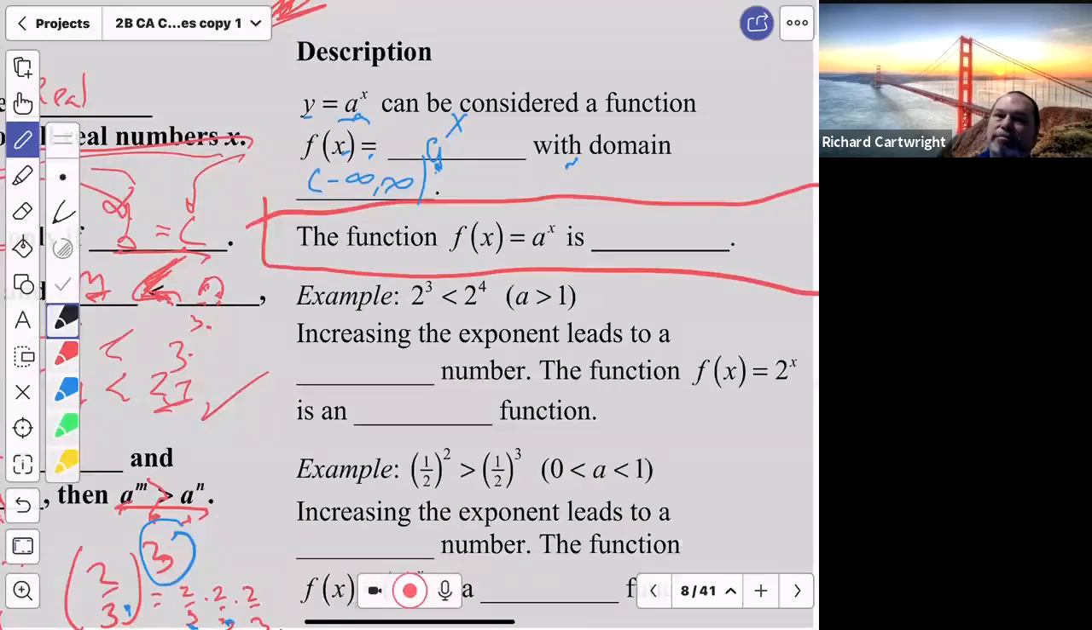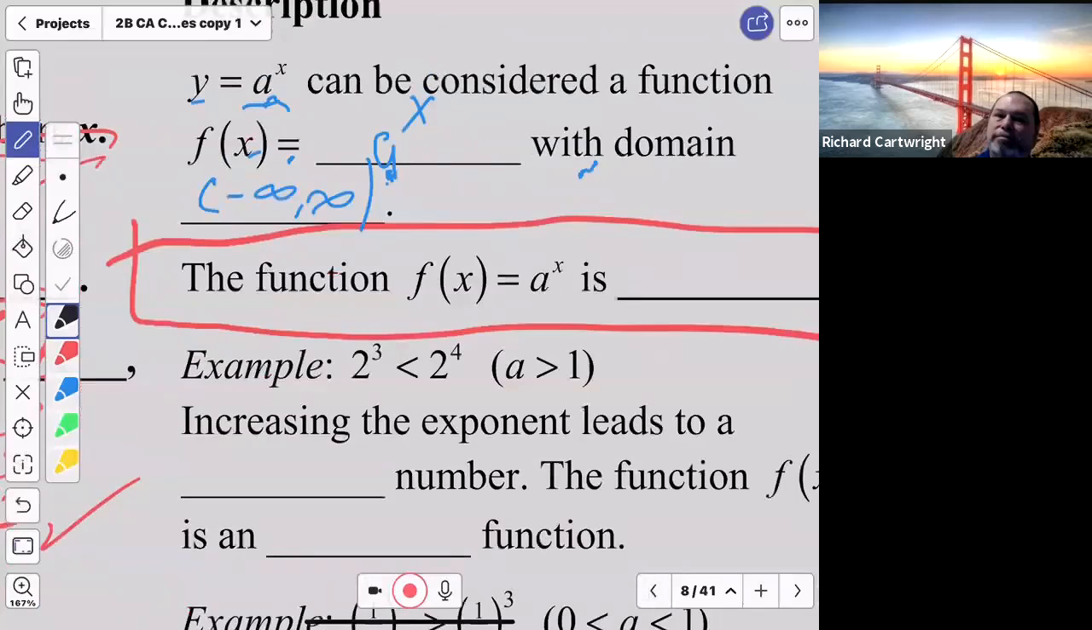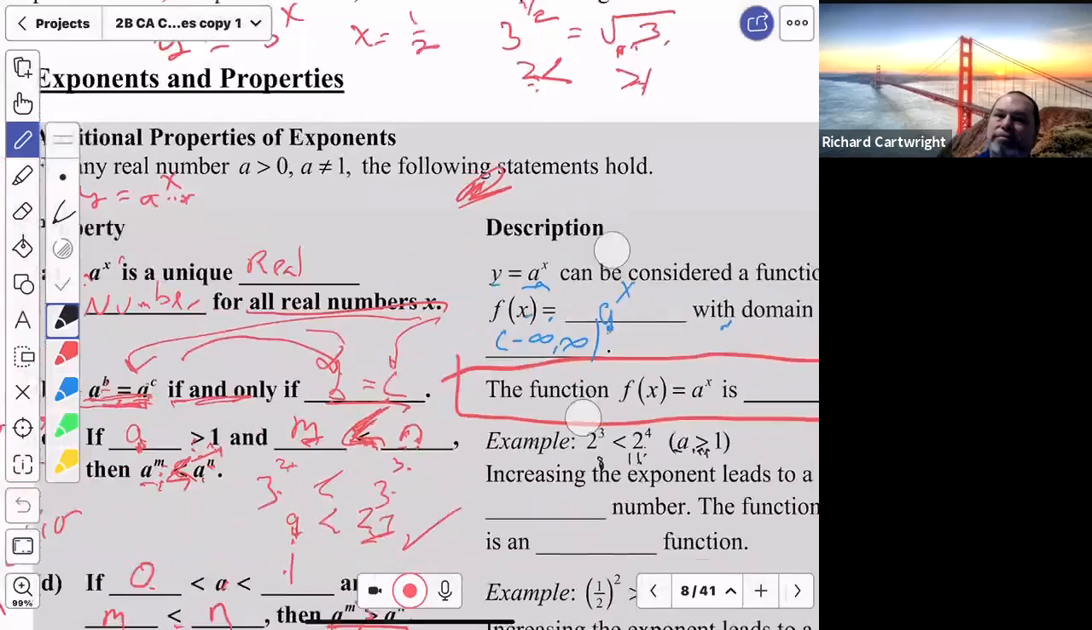Next example. 2 to the 3 is less than 2 to the 4. 2 times 2 times 2 is 8. Is that true? Is 2 to the 3 less than 2 to the 4? Yeah, that was 16. That was 8. That's 16. For all a greater than 1. So what we're talking about is that first picture I drew.